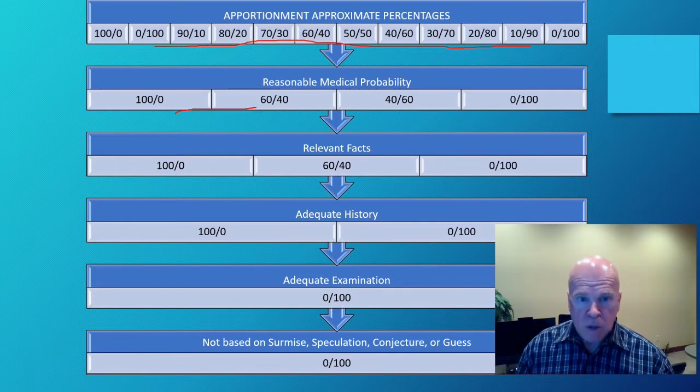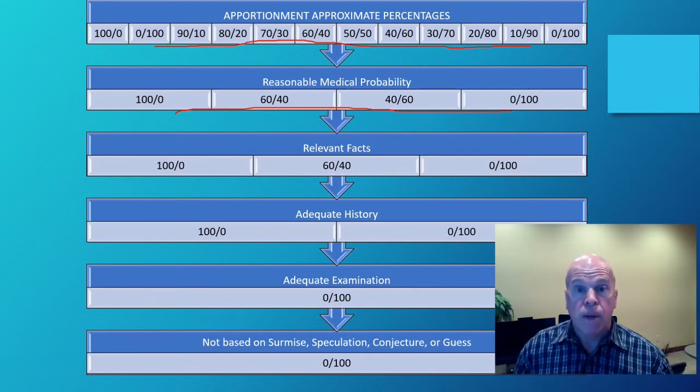Only a few of those options would survive the first level of filtration of reasonable medical probability. Of those remaining options, 0, 100, 60, 40, 40, 60, 100, 0, which of those approximate percentages can be supported by relevant facts? And we pass those percentages through the filtration system of relevant facts. Now, if these apportionment approximate percentages cannot be supported by relevant facts, they will get clogged up in the filter right here, and they won't pass through the filtration, the truth filter of relevant facts.